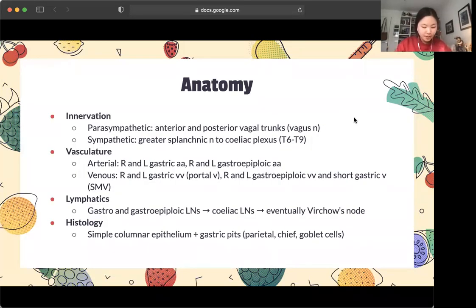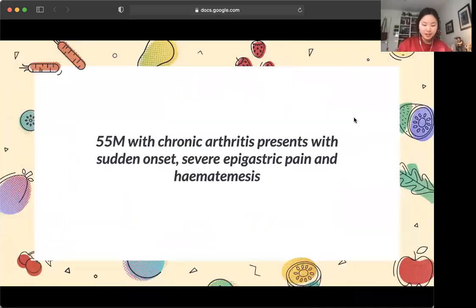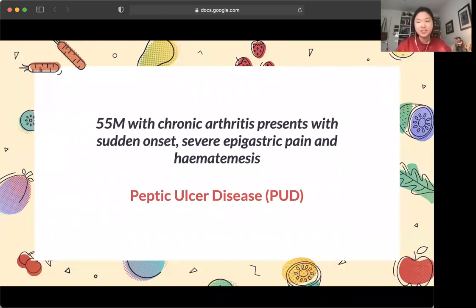Cool. Honestly, I won't be going too much into anatomy if I'm being completely honest. But I think we'll just skip it. It's all on the slides though, guys, I promise.